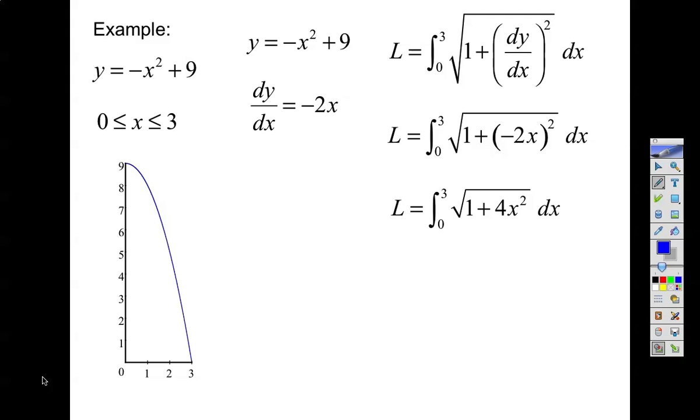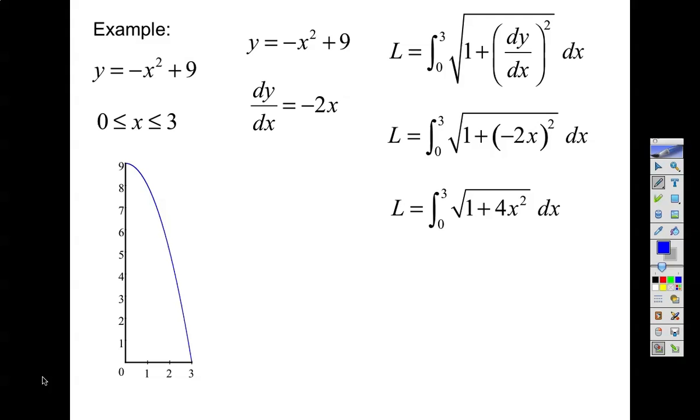60 is a number. What's it mean? Depends on the problem, right? Could be how fast you're driving. Could be how much money I have in my pocket. Probably not. 60 cents. 60 cents, yes. You know what I mean?